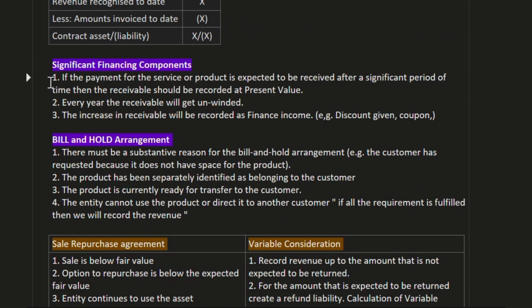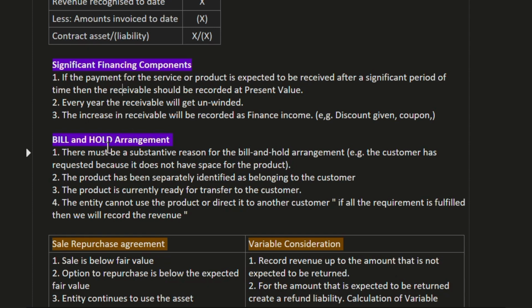Now, significant financing component. If the payment for the service or product is expected to be received after a significant period of time, then the receivable should be recorded at present value. Every year, the receivable will be unwound. The increase in receivable will be recorded as finance income. So here a discount rate is given, or a coupon rate. We need to calculate the significant financing component with that percentage, and we need to unwind the receivable each year. So the receivable's value will increase each year.